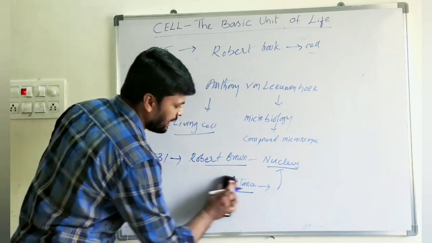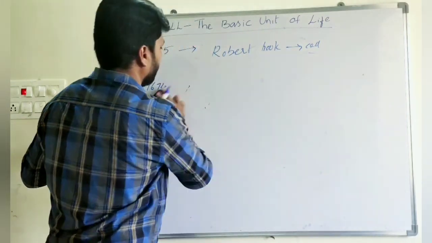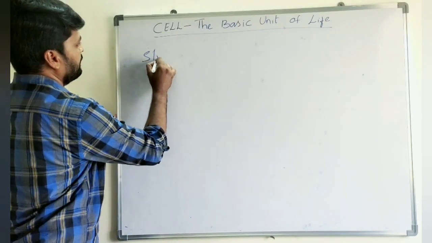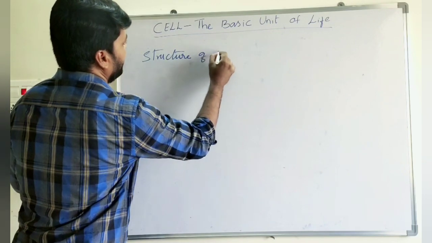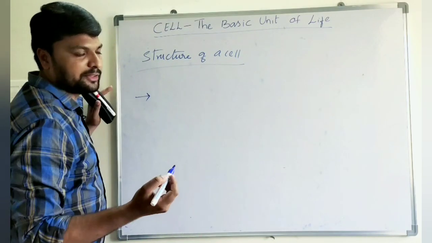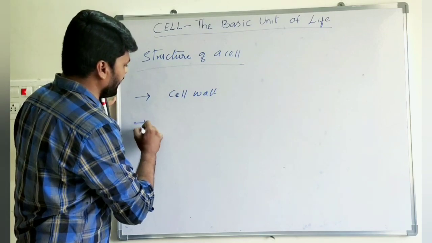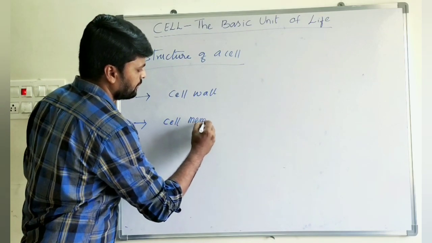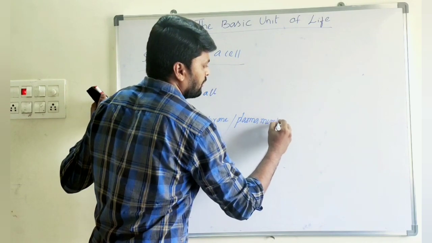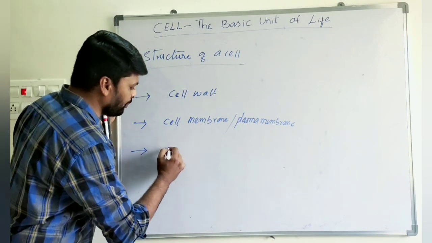Now let us see the structure of a cell. The outermost part of a cell is called the cell wall. The inner protecting membrane is called the cell membrane, or plasma membrane. A thick fluid present in a cell is called cytoplasm.